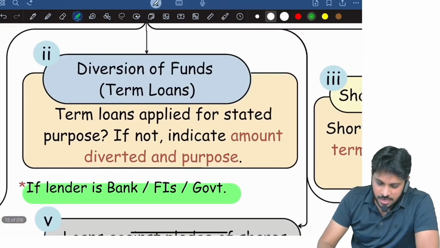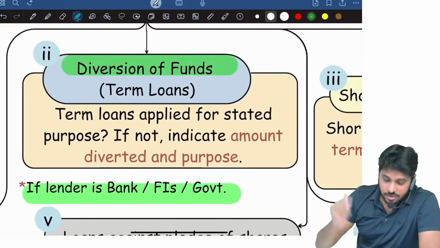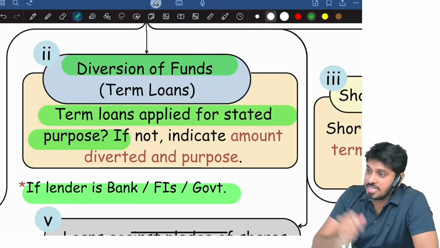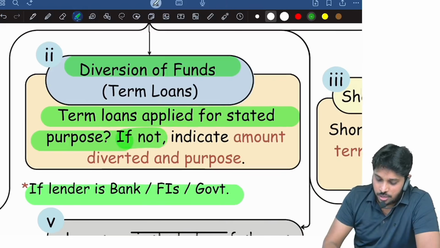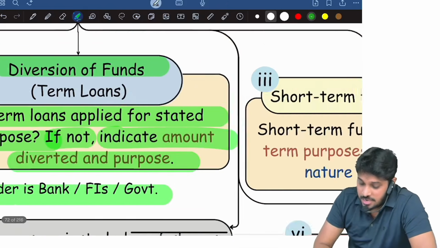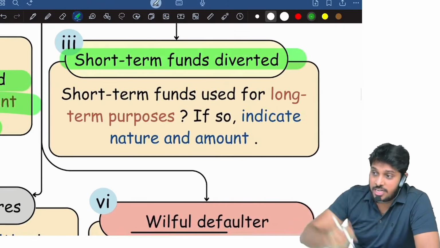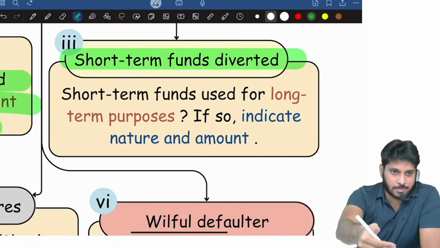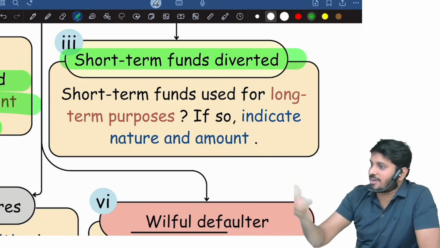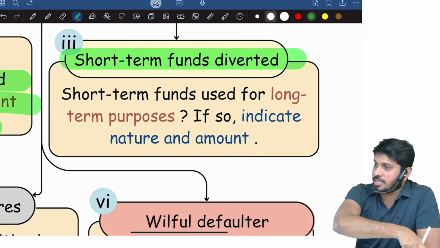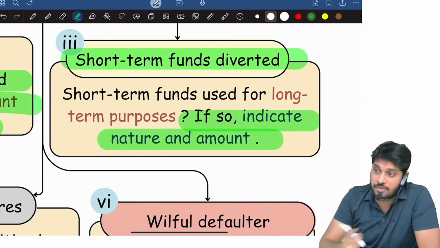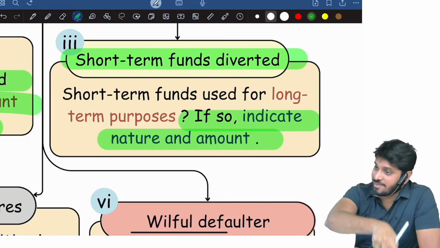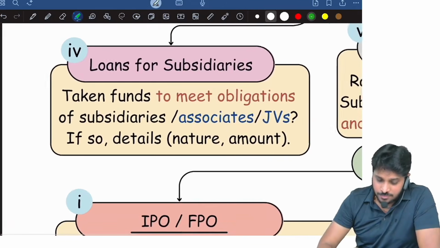Next, diversion of funds. What is diversion of funds? Term loans: are they applied for the stated purpose or not? The company has borrowed some loans. Whether the loans were used for the same purpose or not. If not, indicate the amount diverted and purpose. Short-term funds: if any short-term funds were used for long-term purpose. The company borrowed short-term funds for working capital purpose, but purchased plant and machinery using it. So it's short-term funds used for long-term purpose. If so, indicate the nature for which it was used and how much amount is diverted.